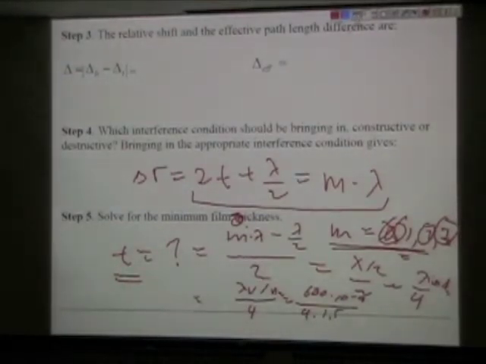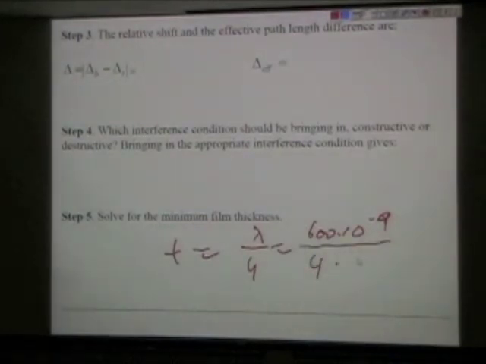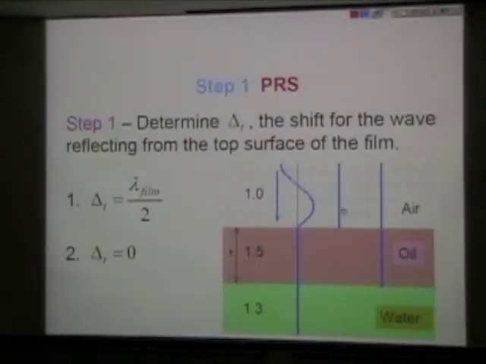Let me write it again. So it's going to be 600 nanometers divided by 4 and divided by the index of refraction of the film. Not the air, not the water or glass, the film. And of course you can calculate this number. Any questions? Because that's how the method works.